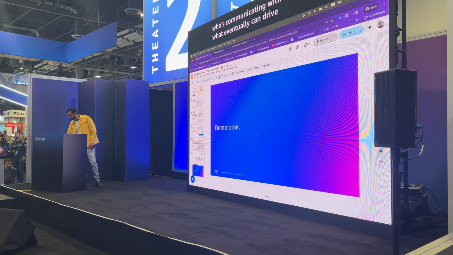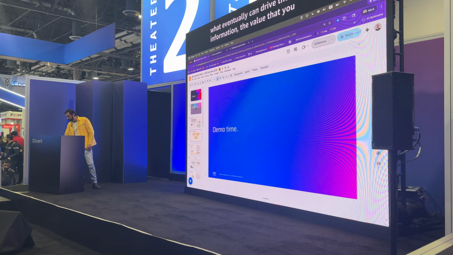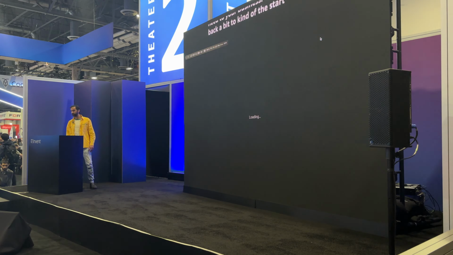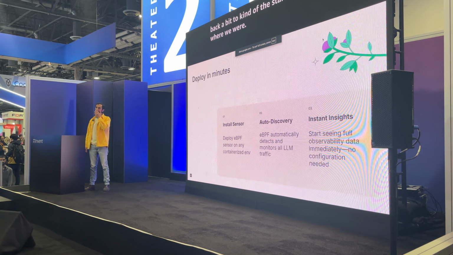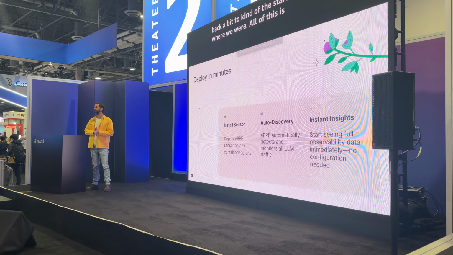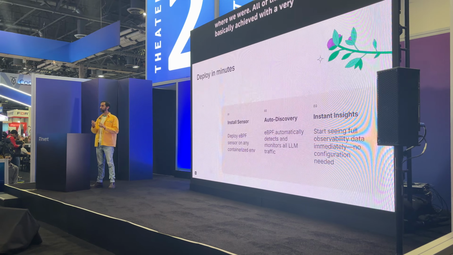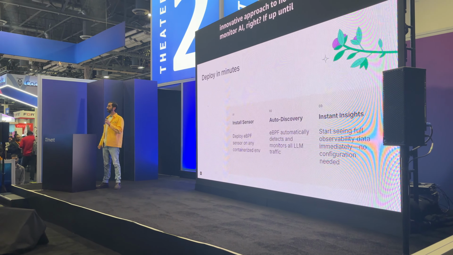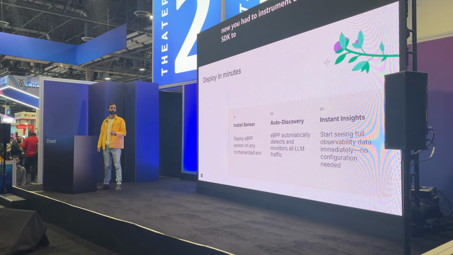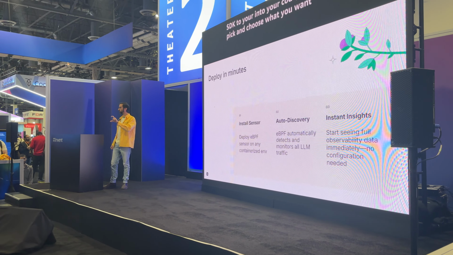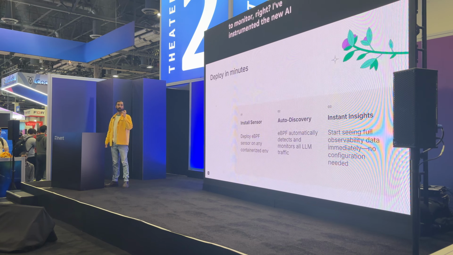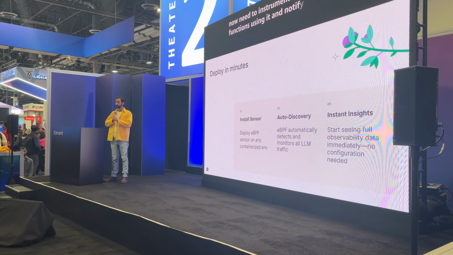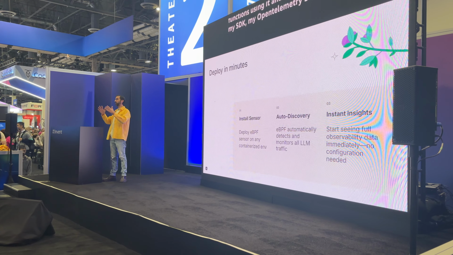Going back a bit to kind of the start where we were, all of this is basically achieved with a very innovative approach to how we monitor AI, right? If up until now you had to instrument an SDK into your code, pick and choose what you want to monitor, right? I've instrumented new AI applications in my code. I now need to instrument the functions using it and notify my SDK, my OpenTelemetry SDK, or whatever I'm using. I need to notify that this is important for me while my developers are running forward.